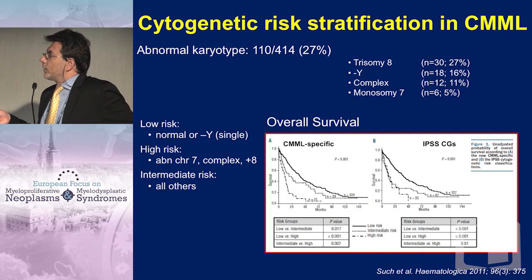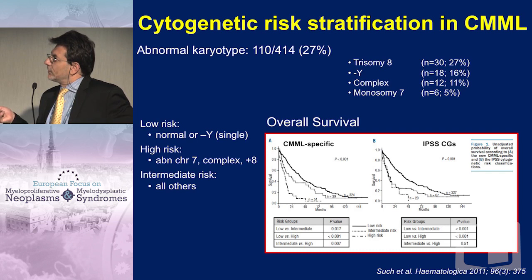So a few words about cytogenetics, because this is an important finding. The Spanish group studied 400 patients and found cytogenetic anomalies in about 27% of patients, the most frequent being the trisomy 8. And what they showed is that patients with trisomy 8 had a very bad survival, so they were behaving as the patients with the abnormality of chromosome 7 or complex karyotypes. So they defined the high risk with all these three types of cytogenetics.